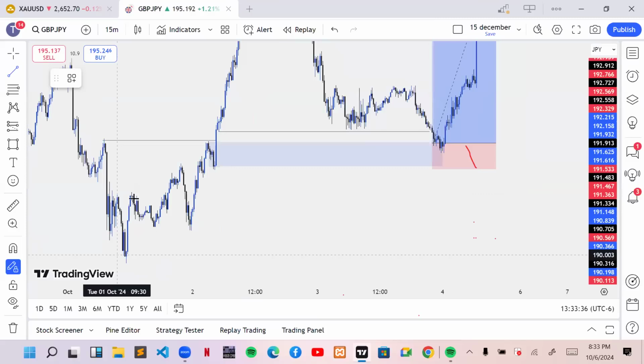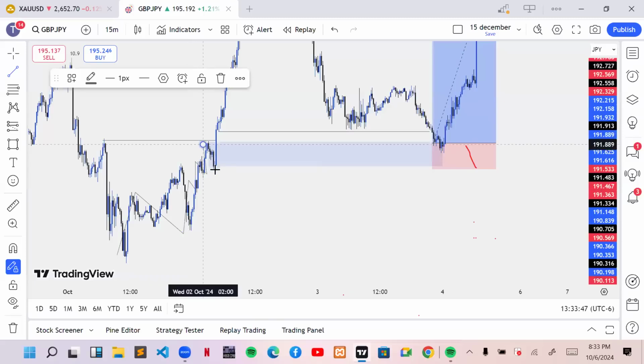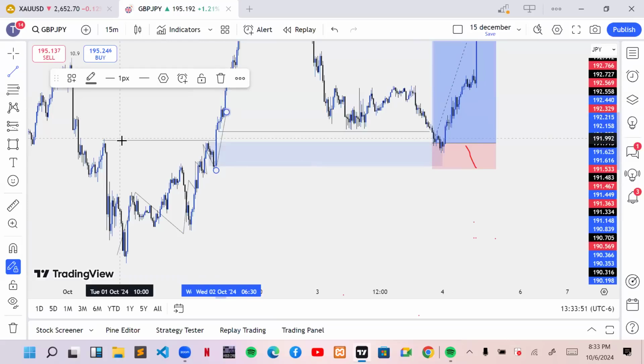You see higher highs, higher lows. Then what did it do? It broke past this key level, being a resistance zone, but it still broke past it while maintaining the uptrend that it was on before. So this is the difference between a break of structure and a market structure shift.